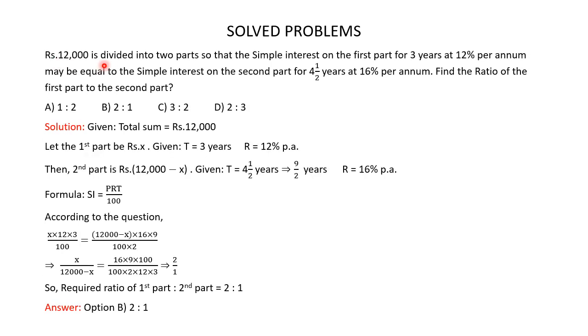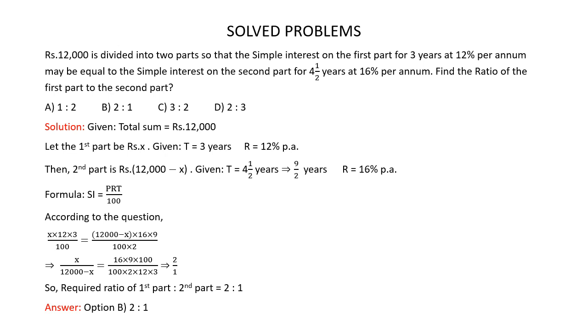Rupees 12,000 is divided into two parts so that the simple interest on the first part for 3 years at 12% per annum may be equal to the simple interest on the second part for 4.5 years at 16% per annum. Find the ratio of the first part to the second part. Here you are given 4 options and you have to find out which of these options is the correct one. So here you are asked to find the ratio of the first part to the second part. But you do not know what is the first part and what is the second part. But it's given that the total sum is rupees 12,000, which is divided into two parts.